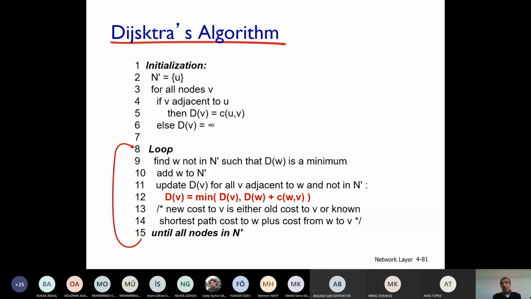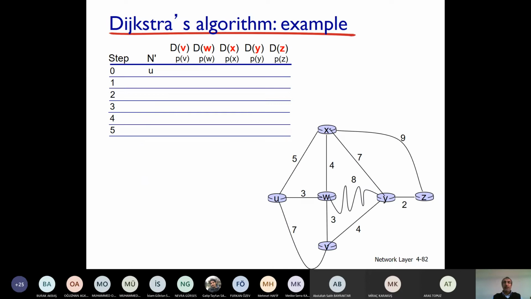And then we iterate this until we complete all the nodes in the network. The number of loops is equal to the number of nodes in the network. Okay, in order to understand in detail, let's have an example together. An example for the Dijkstra algorithm.